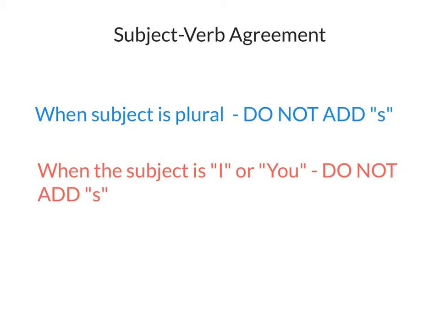The last lesson we had was when a subject is singular, we add an S or ES or IES to the verb. Today we're talking about when the subject is plural, we do not add an S, and when the subject is I or you, we do not add an S. So let's take a look at some of these.